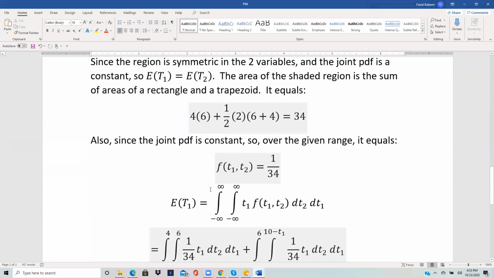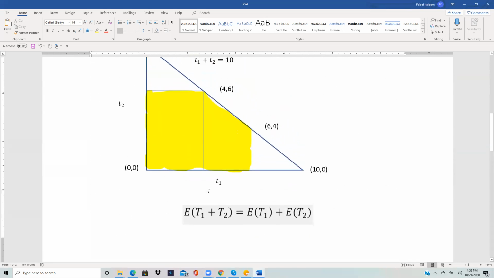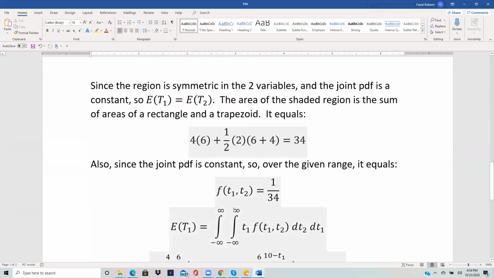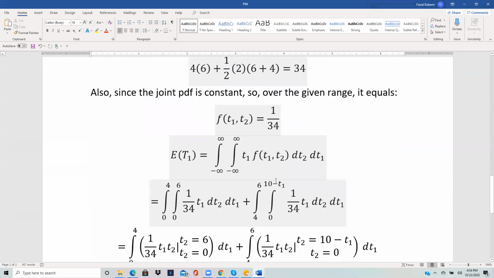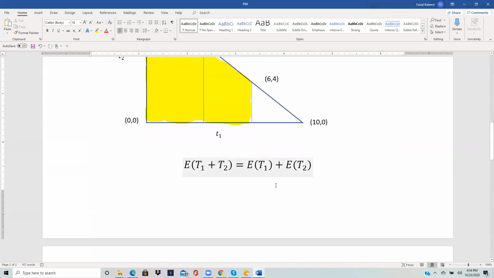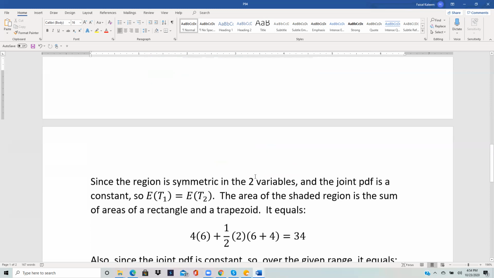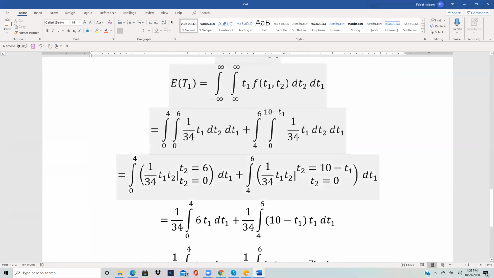But once you are in the trapezoid part, T2 is from 0 up to this part, and the T2 on this part is 10 minus T1. So T2 is from 0 to 10 minus T1. And the T1 in this part is from here to here, and that's 4 to 6.